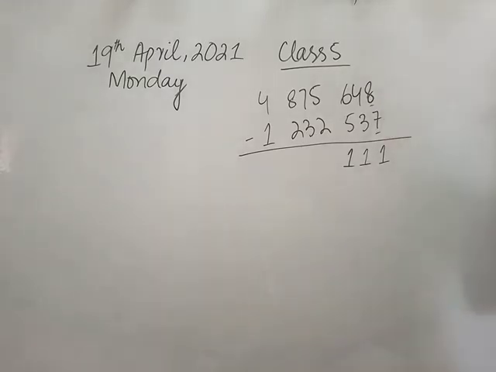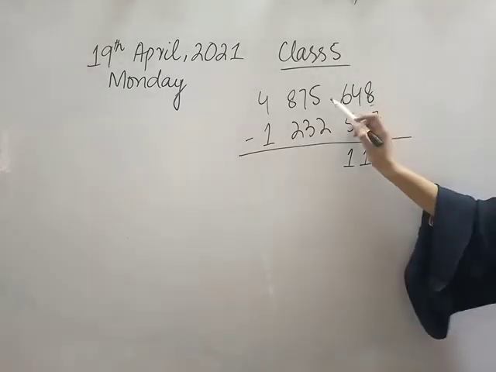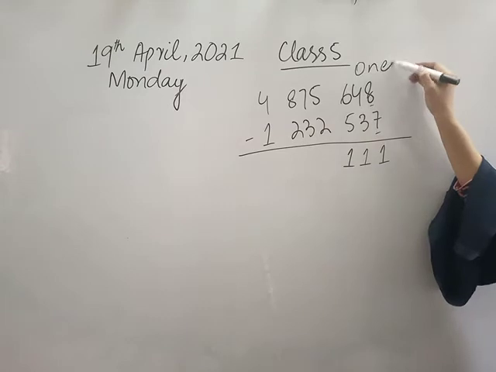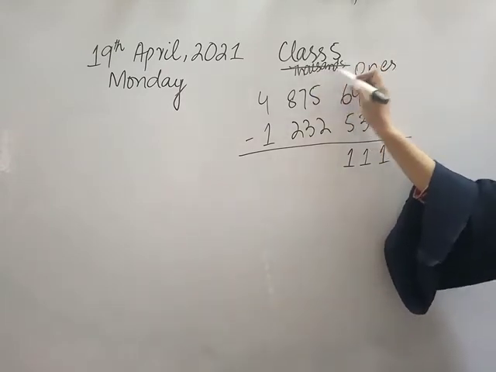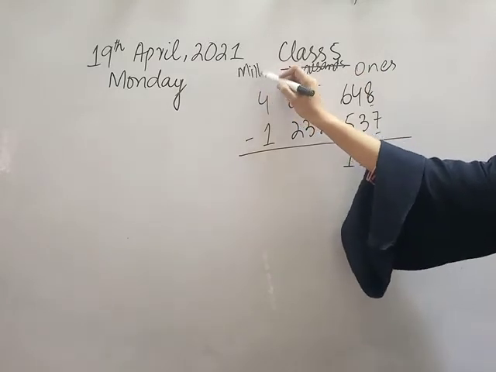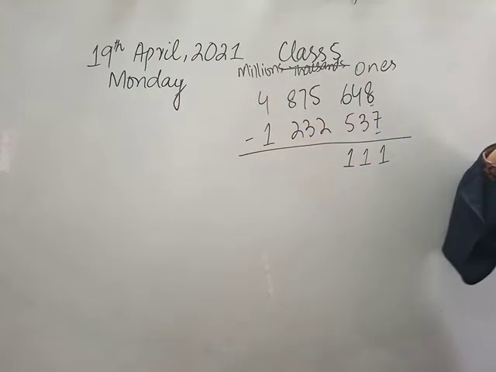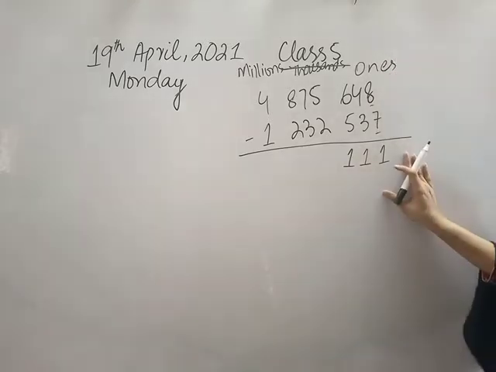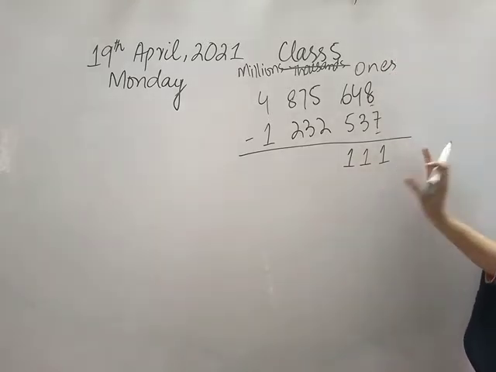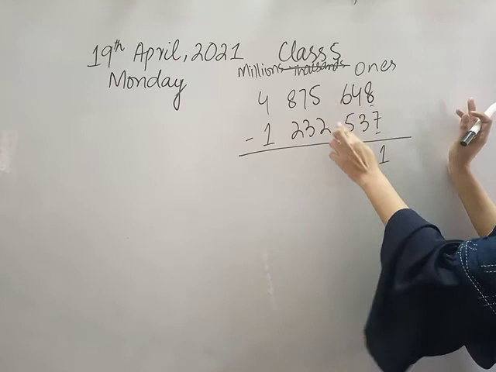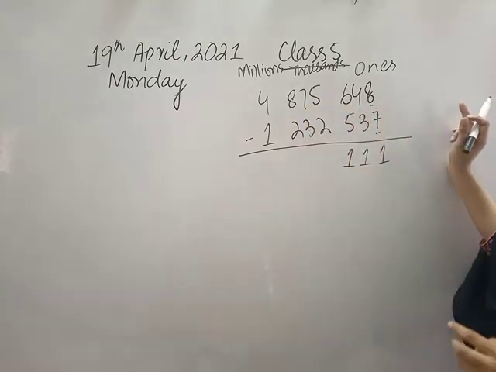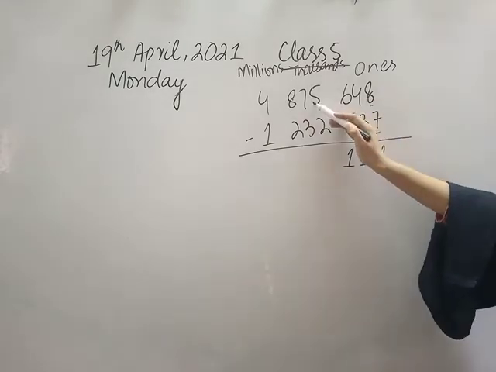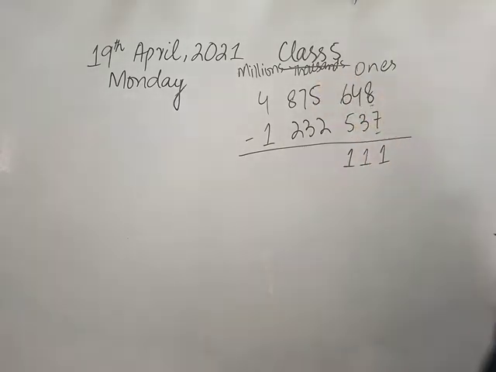Fine. Now the next number, if you look class, this is ones. This belongs to thousands and this belongs to millions. Fine. So the ones column is done. Now if you look, there is a space between 875 and 648. So it means we are moving towards the next unit, which belongs to thousands.